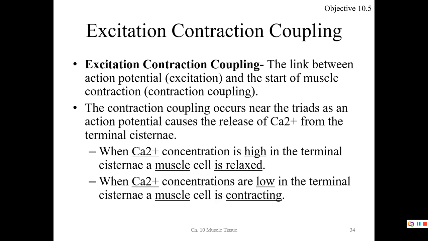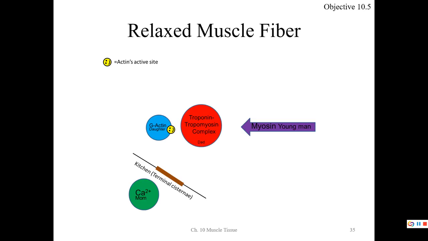And when calcium is low in the terminal cisternae, a muscle is contracting. Okay? Definitely know that. That's going to help you guys understand what's going on here. That's kind of the keys to the city, so to speak, but understand why. Understand why those statements are true. Okay? Why they are. Now, I'm going to help you understand how a muscle contracts. Okay? Then we're going to walk through it.